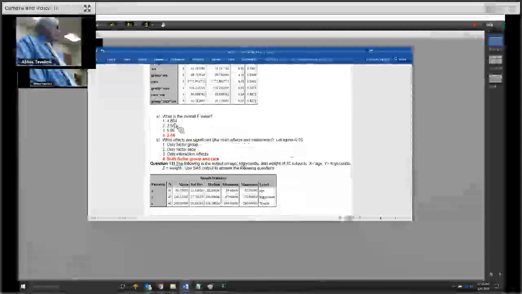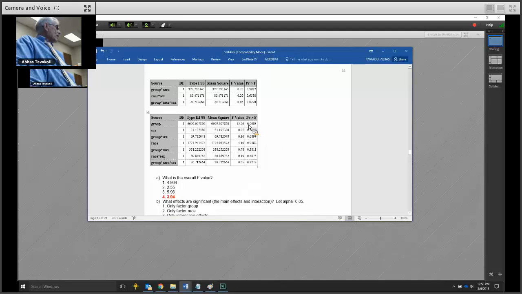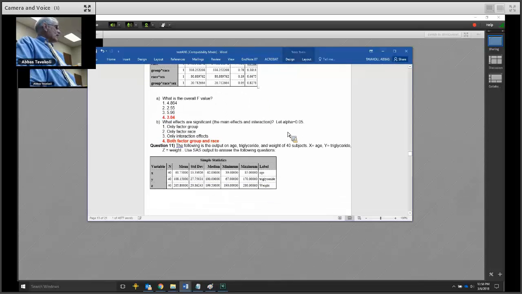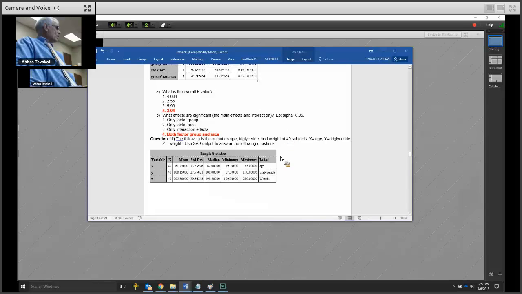What effects are significant in terms of main effects? You want to look at type 3 here. So group is significant at alpha 0.05, and also race is significant. So these are two variables. Both factors, group and race, are significant because the p-value is less than 0.05. So that's the answer for this question.